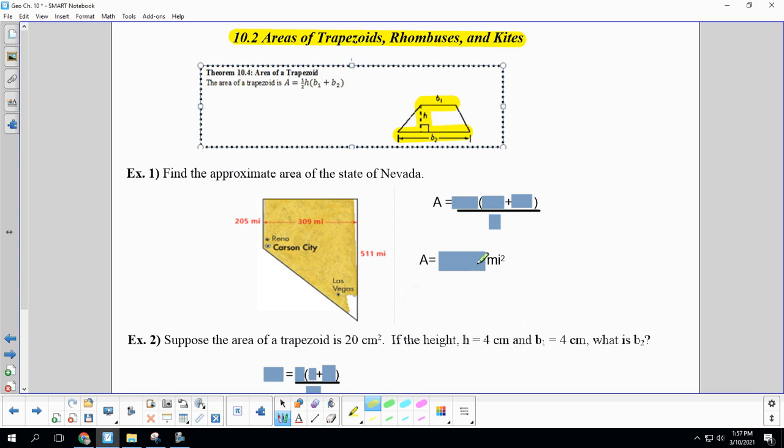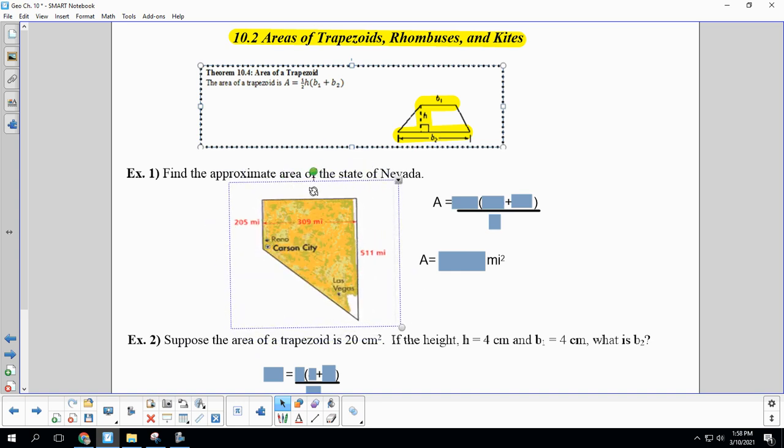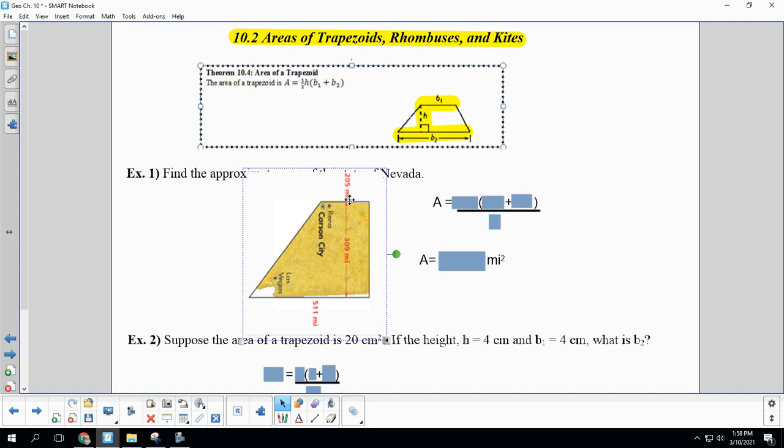All right, let's see how this formula works. We do have a trapezoid here. If you hop it onto its side, now it looks like our little trapezoid guy. So be willing to tilt your paper, whatever you need to do to get your brain wrapped around the trapezoid. This trapezoid has a base 1 of 205, a base 2 of 511, and a height of 309. We're going to add those two bases together, times it by 309, and then divide by 2.